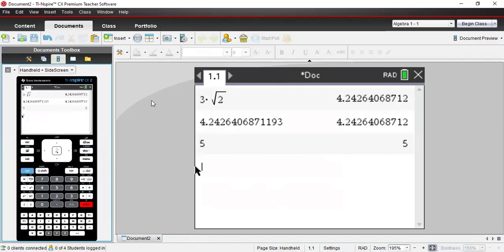So what you should do is take these two numbers and just add them. We'll start with this one, plus 5. And then I press enter. And you can see we get another irrational number. So that's our answer, and that's what we write.